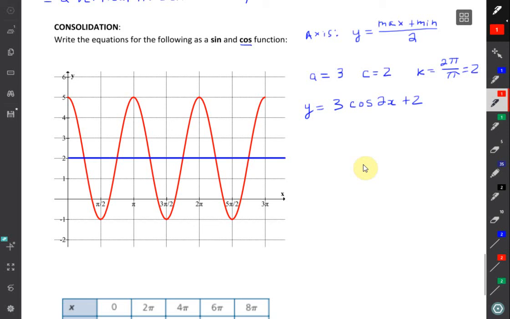And it's to the right, because I'm starting with a parent function here and translating it to the right. So that's a phase shift of plus 3 pi over 4, right? So my d value, inside the bracket with the angle, I will have a minus 3 pi over 4.